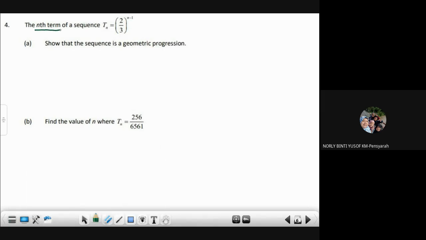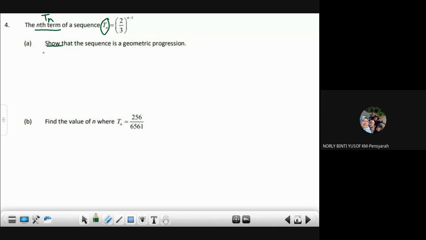Dia bagi n terms, Tn lah. Dia memang ada bagi Tn pun kat sini kan. So dia bagi 2 over 3 power of n minus 1. Tapi dia tak bagi first three terms. Tapi kita boleh cari because dia dah bagi n terms punya formula. Soalan pertama suruh show that the sequence is geometric progression. Jadi kena cari dulu at least first 3 terms. Lepas tu cari common ratio, T2 bagi T1, T3 bagi T2, tunjuk yang R1 and R2 adalah sama. So the same process as what you did in arithmetic punya example yesterday.